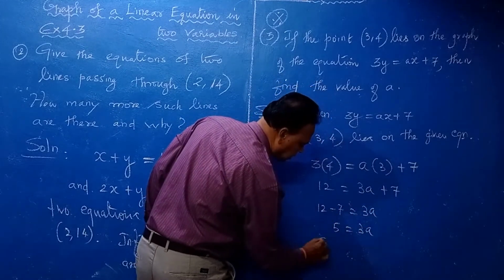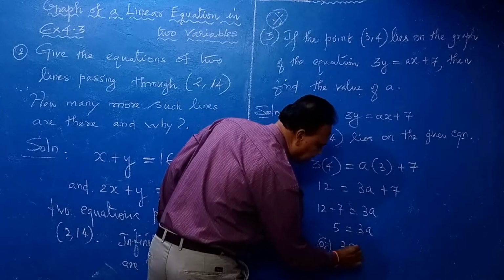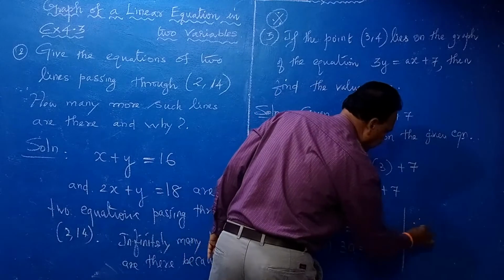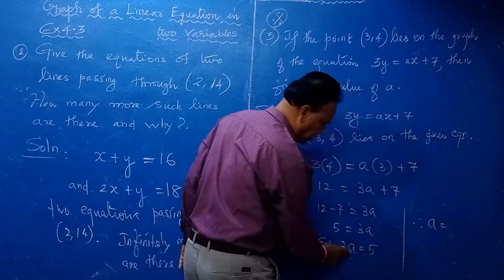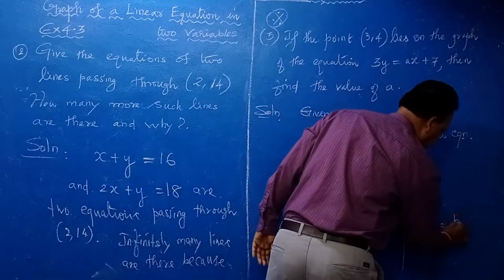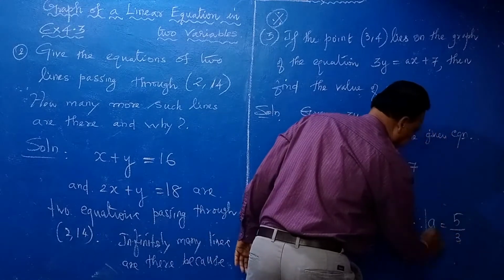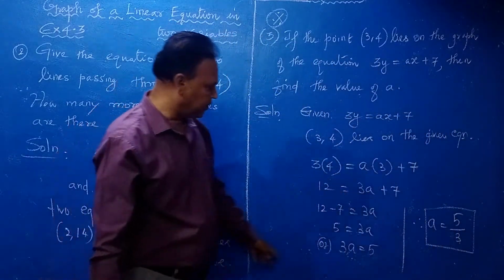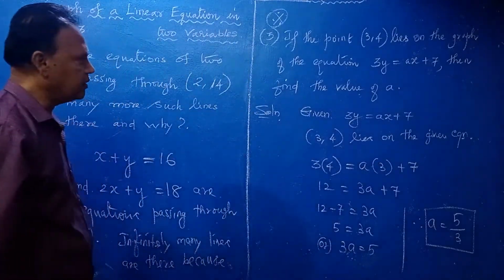Or for our convenience, 3a equal to 5. We have to find out the a value. Therefore, a is equal to, you divide this side, 5 by 3. Therefore, the value of a is 5 by 3. So, a value is 5 by 3.